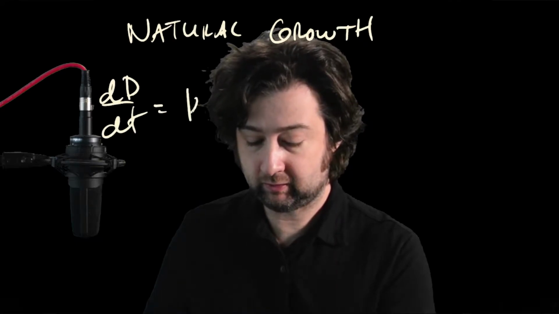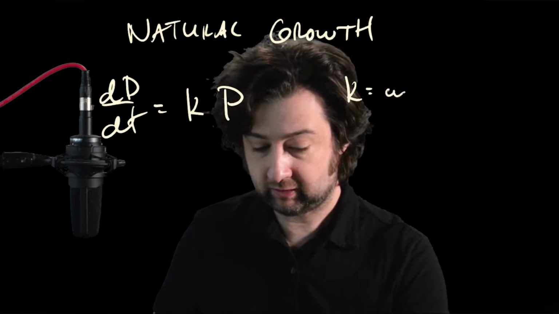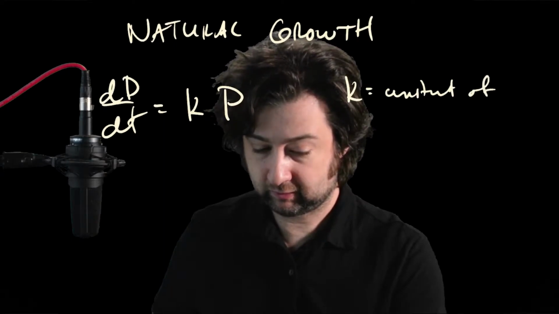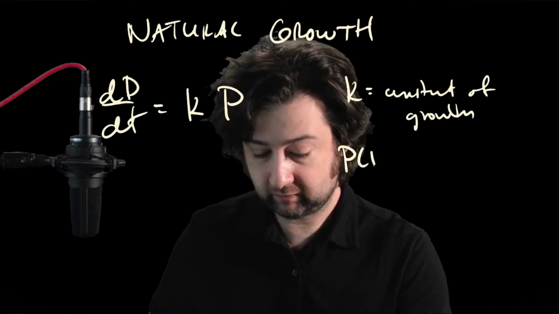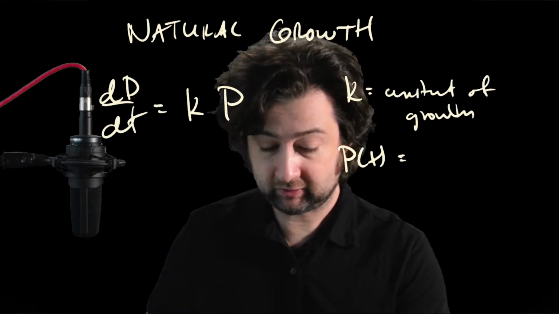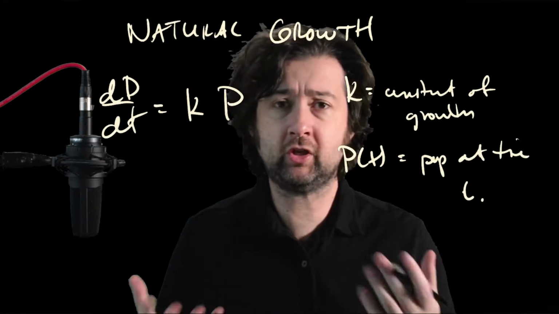To begin with, I'd like to talk a little bit about the justification for the natural growth model that we talked about in the last section. So the natural growth model had the following form: dP/dt is equal to kP, where k was the constant of proportionality or constant of growth, and P(t) is a function that tells you the population at time t. What could justify this model?